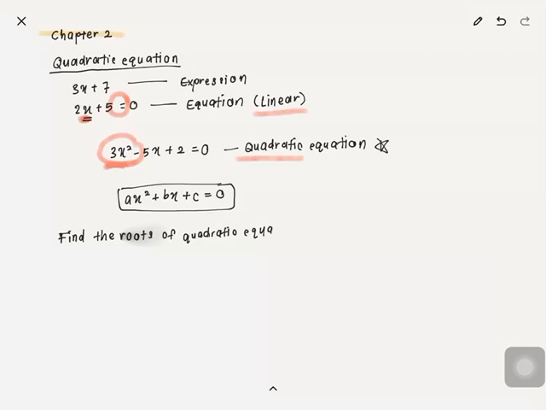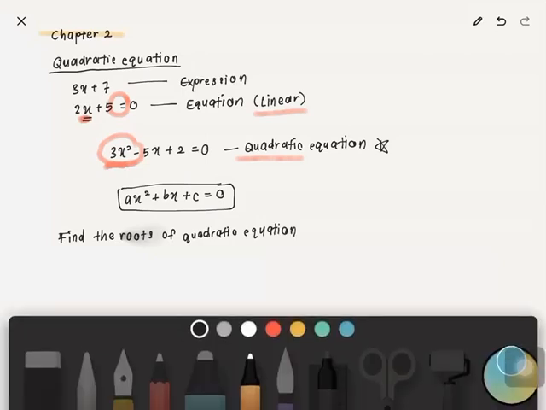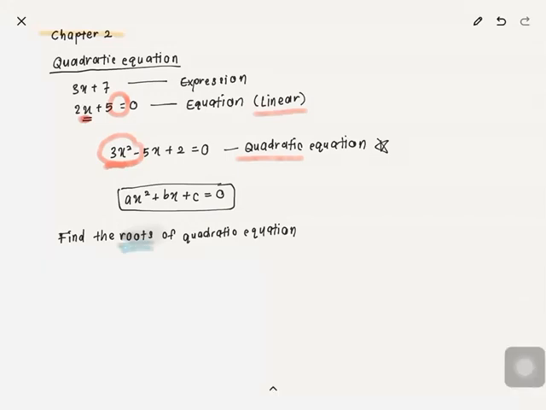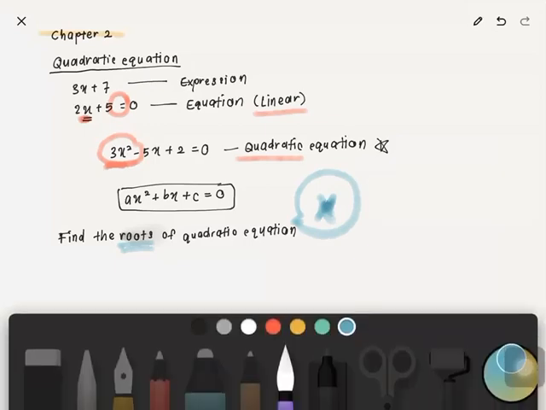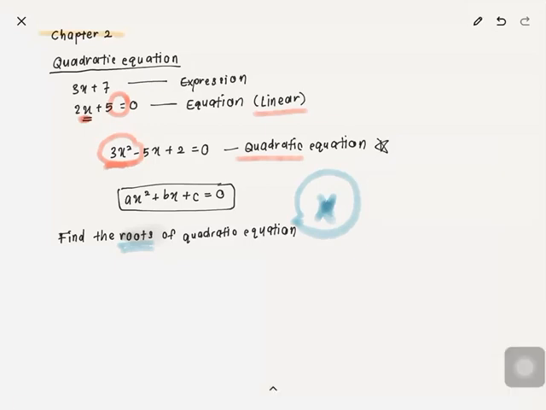So the roots of quadratic equation is otherwise known as x. So this is another important thing that you have to remember. Whenever they are asking you to find the roots, they are asking you to find x. And if x is given, you can substitute it as the roots of the equation. So it's something to remember there.